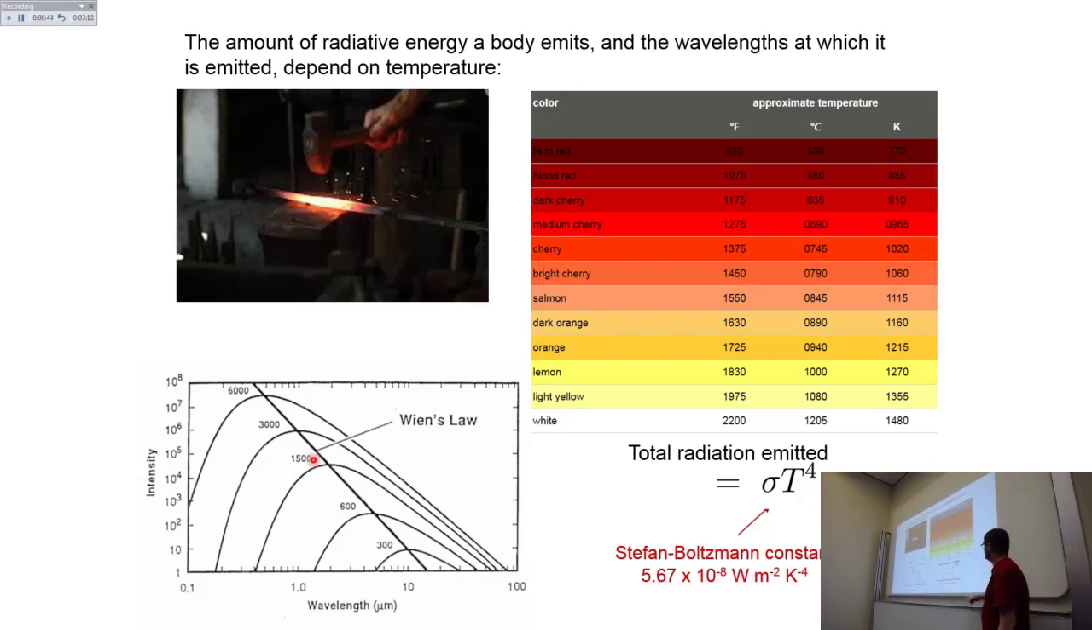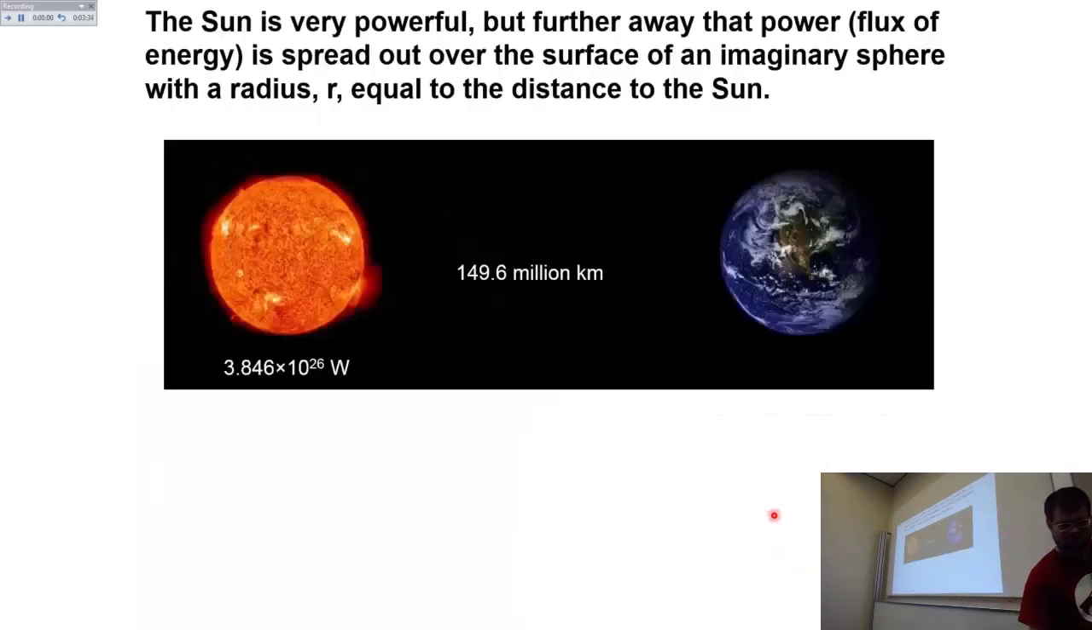And this is the equation that basically describes that. The amount of energy emitted per square meter of an object is equal to the Stefan-Boltzmann constant times temperature raised to the power 4. So a small increase in temperature leads to a big increase in energy being radiated away.